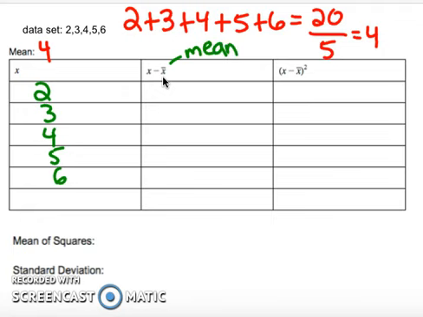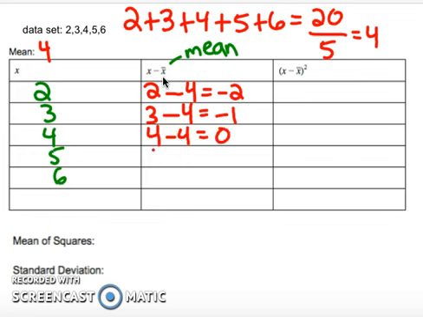For each problem, I'm going to take the x value, so for this first one, 2, and then subtract away the mean of 4. 2 minus 4 is negative 2. For the second row, I take the value, so 3, subtract away the mean, and I get negative 1. Let's keep going. 4 minus 4 is 0. 5 minus 4 is 1. And then 6 minus 4 is 2.